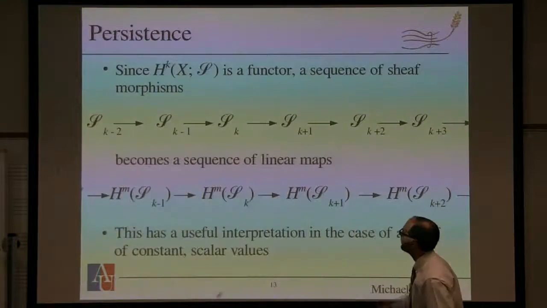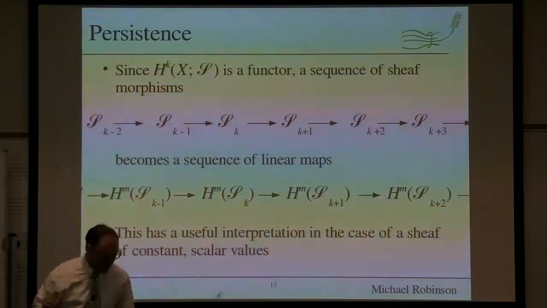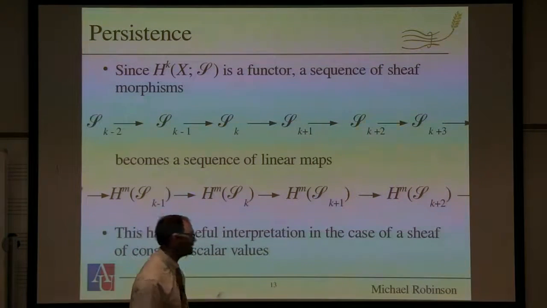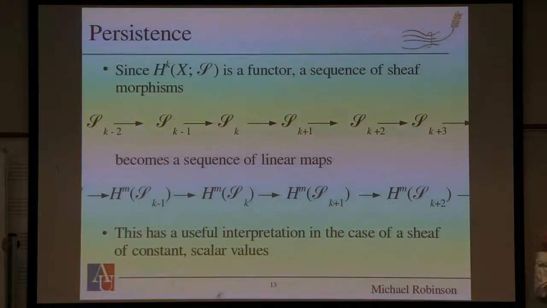Okay, so persistence. So actually I misspoke a little while ago. Persistent homology is a co-sheaf. Persistent cohomology of sheaves is itself a sheaf. And so this is something that you can kind of look at.